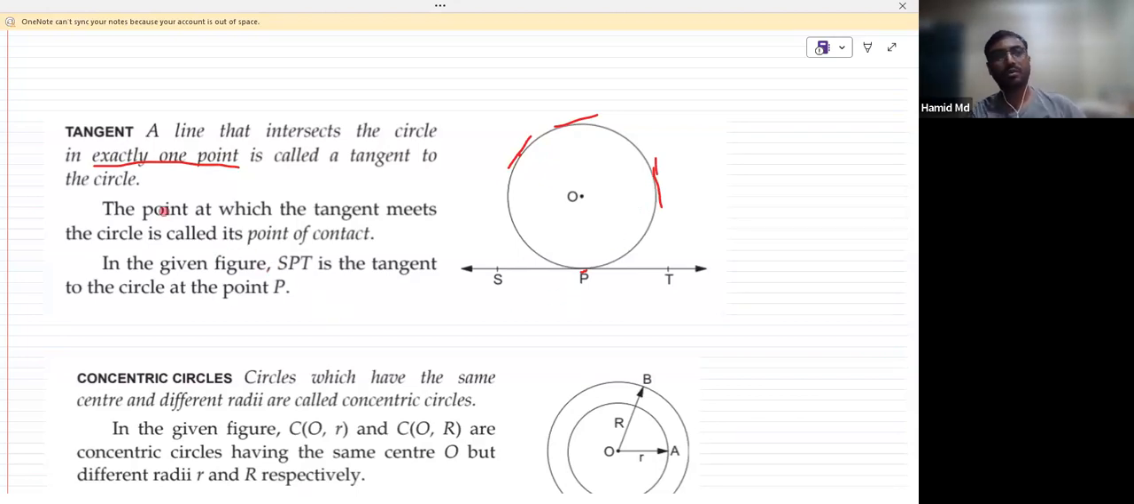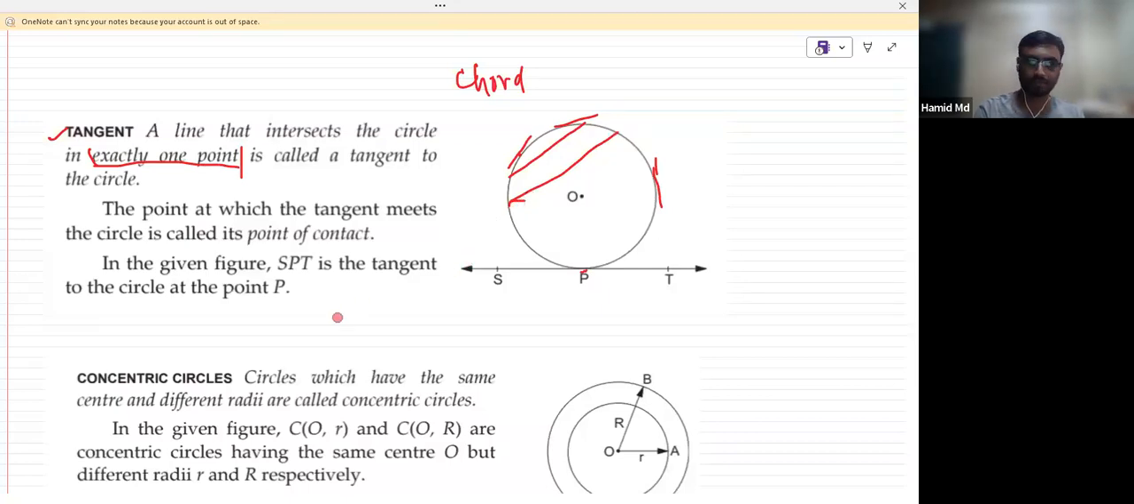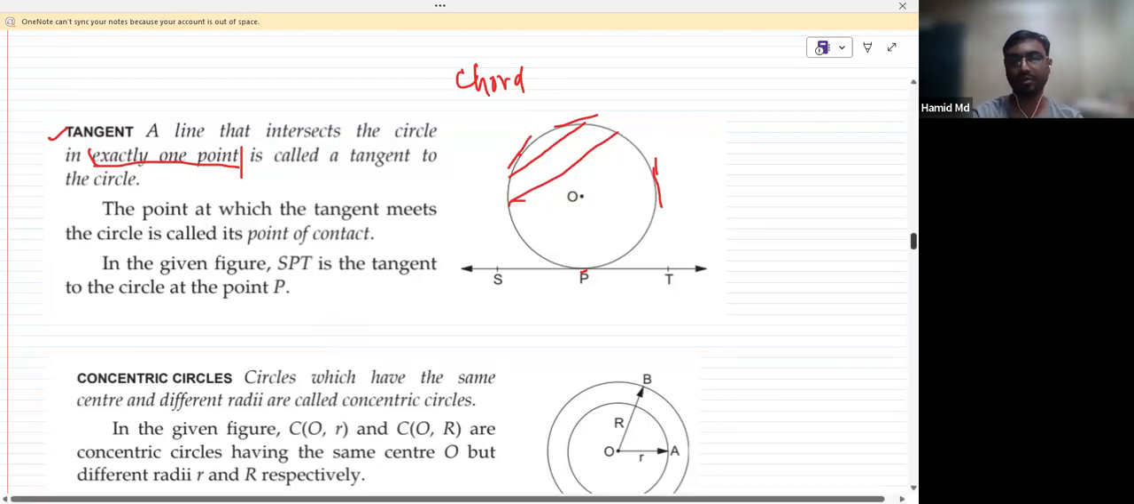But what is the difference between tangent and chord? The tangent is outside the circle, while the chord is in the circle. It intersects the inside of the circle as well. The tangent touches exactly one point. A chord always touches 2 points, at least 2 points, and no more than 2 points. Clear? Yes, sir. So let's move on.